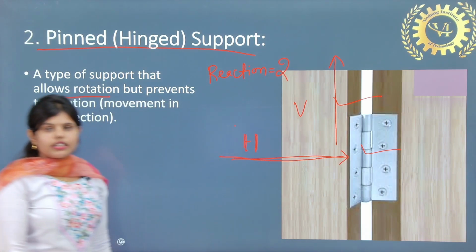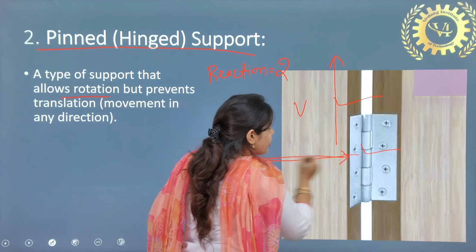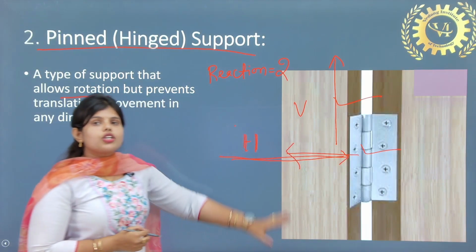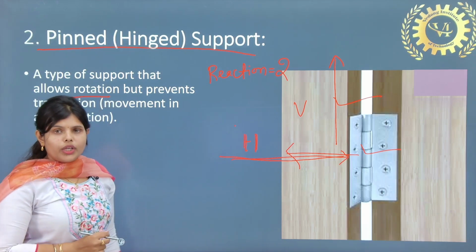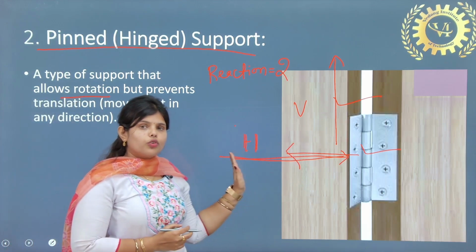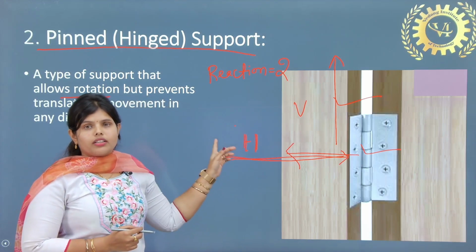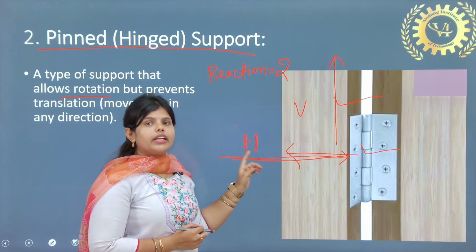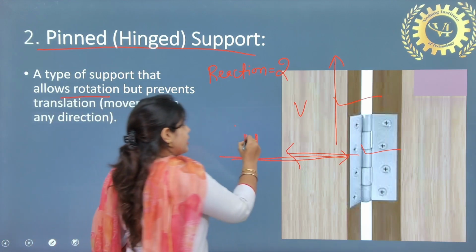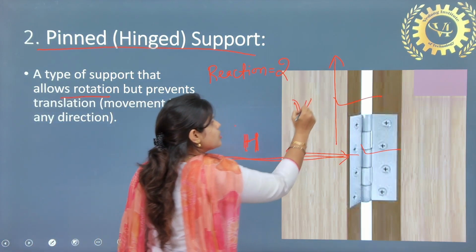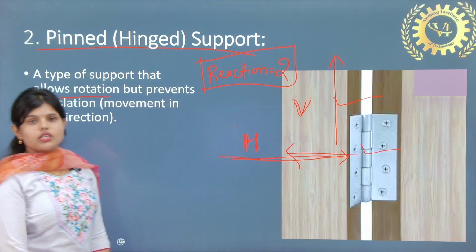Can you understand this? If the door could move horizontally, that would mean it is not giving reaction in the horizontal direction. But we know that a door cannot move horizontally or vertically, but it can rotate. It can open and close, so it is rotating. So it is giving reaction in the horizontal and vertical directions. That means the number of reactions in a pin support or hinge support is 2.